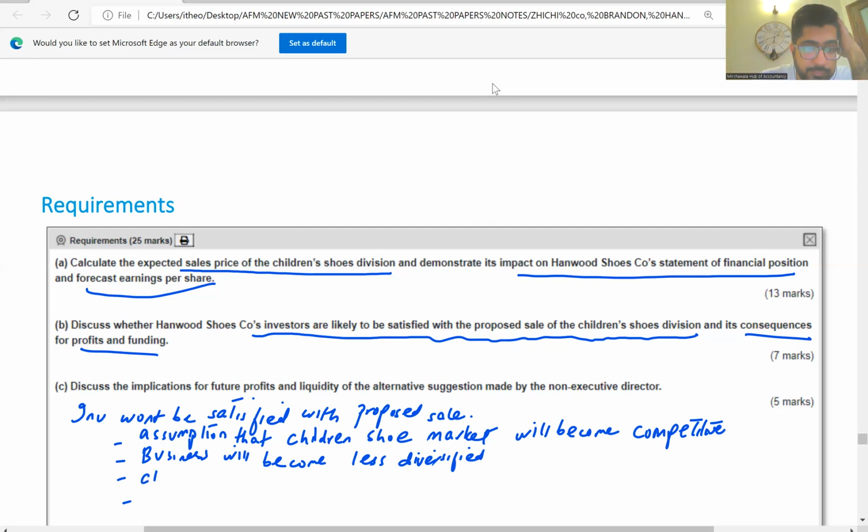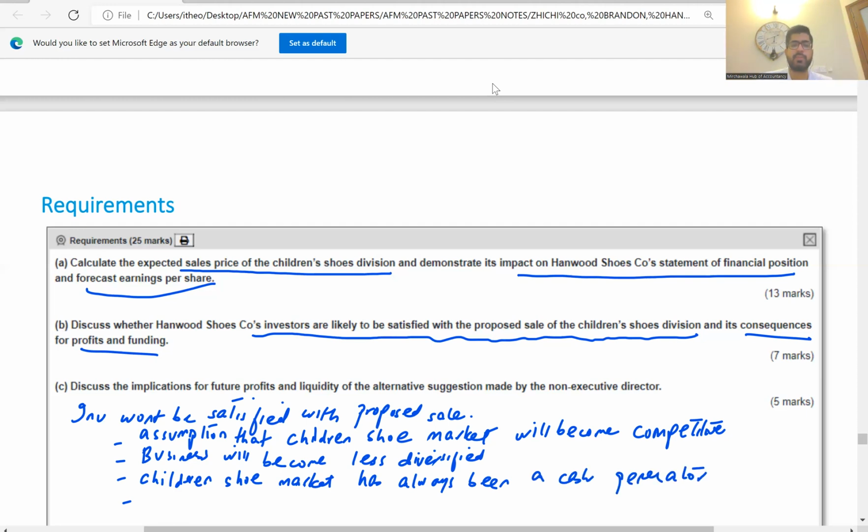Thirdly, children shoe market has always been a cash generator. Remember, it was written, children's shoe market is a cash generator. So you are leaving that cash generator and going towards adult shoes. So losing a cash generator may mean that if in future you need any funds, the cash generator won't be there to generate funds. Okay.